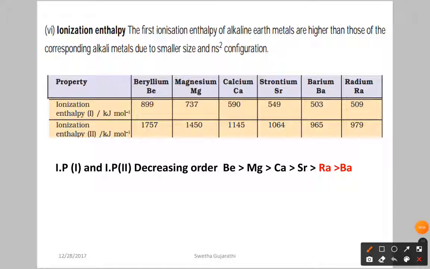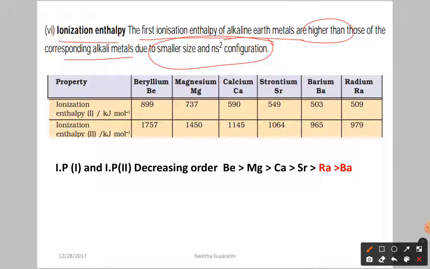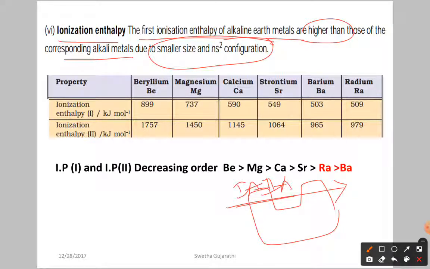Now here if you see ionization enthalpy, the first ionization enthalpy of alkaline earth metals is higher than those of the corresponding alkali metals due to smaller size and ns2 configuration. As you know very well, in the periodic table, left to right size decreases. So we have here first A, this is second A. So size is less means ionization enthalpy more. Because of smaller size, and as you know very well, ns2 electrons are paired, they have higher ionization enthalpy.